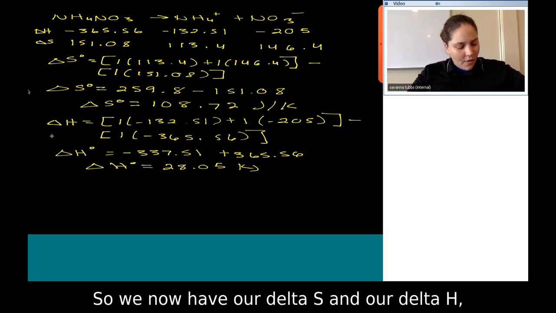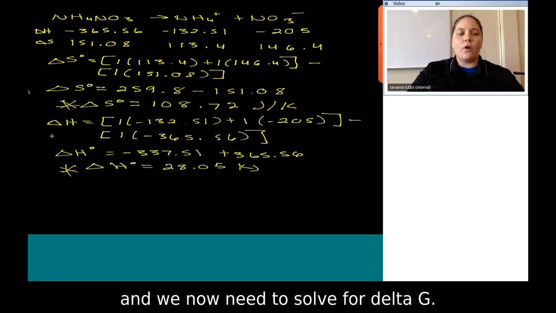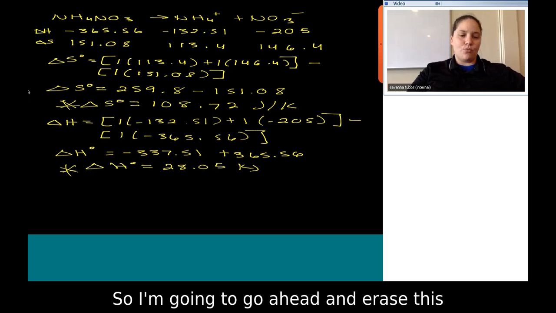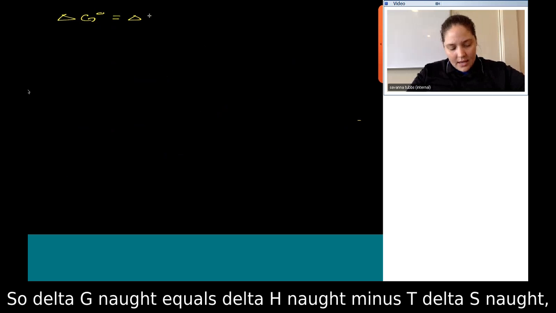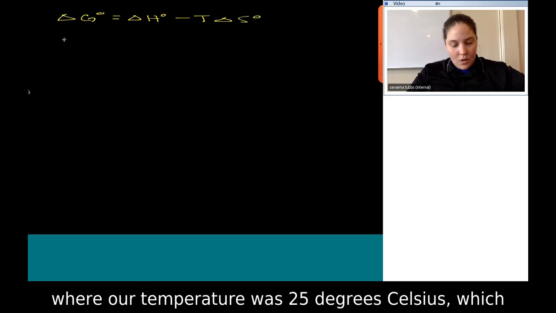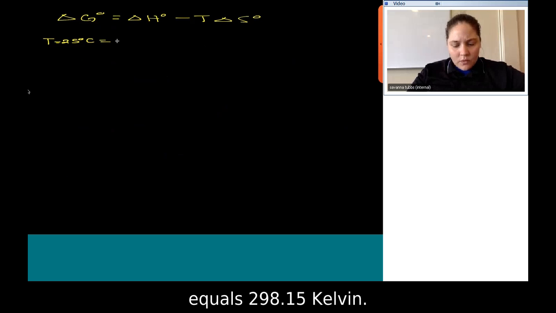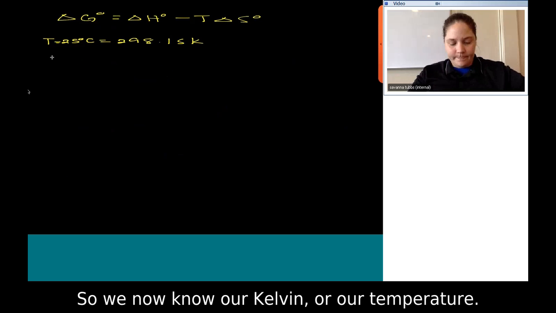So we now have our delta S and our delta H, and we now need to solve for delta G. So I'm going to go ahead and erase this because we're not going to have enough room, and write out the equation for delta G. So delta G naught equals delta H naught minus T delta S naught, where our temperature was 25 degrees Celsius, which equals 298.15 Kelvin. So we now know our Kelvin, or our temperature.